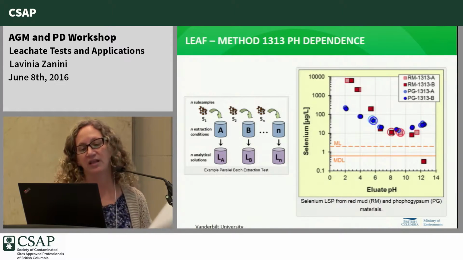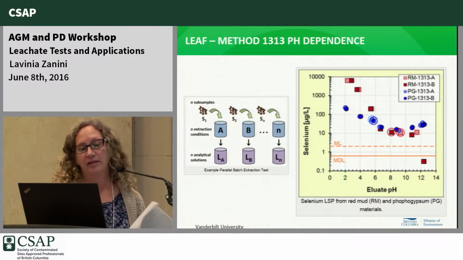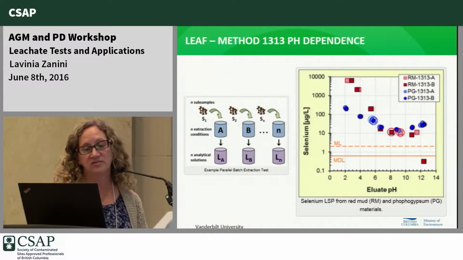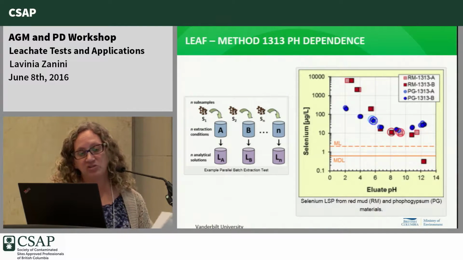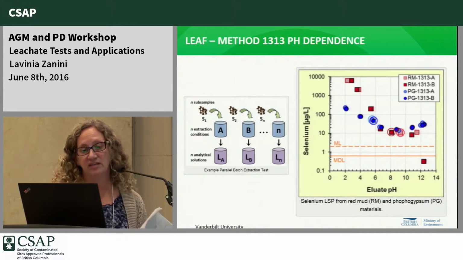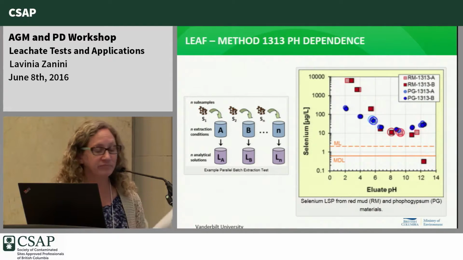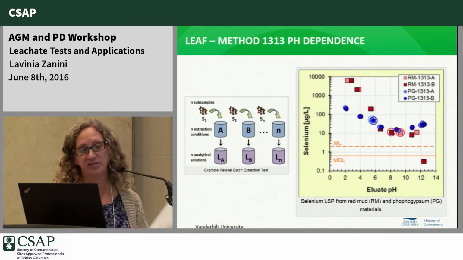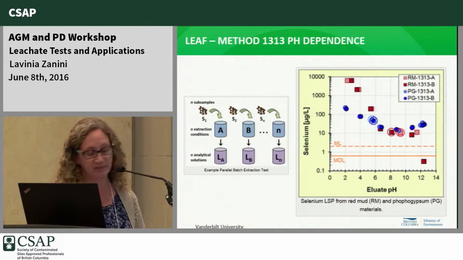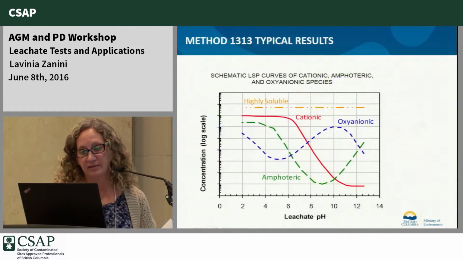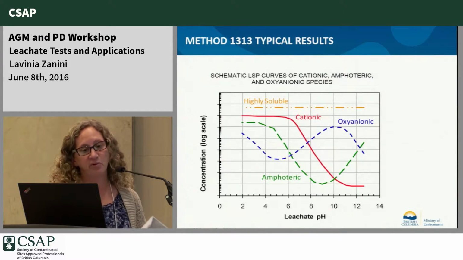What you can see here is how much information you get. At low pH, you get high concentrations of selenium. At neutral pH, your selenium leachate, selenium that leaches, is much lower. So that is your most aggressive test for tier 1. And that's just some typical results for method 1313.